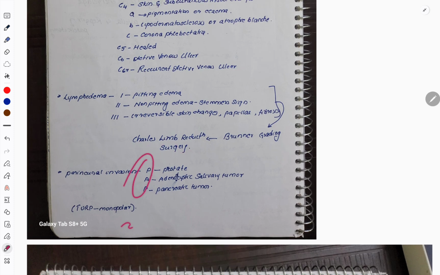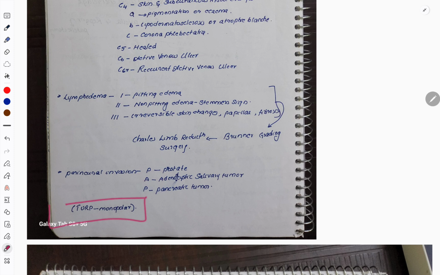Perineural invasion is seen in 3 cancers. So for perineural invasion, remember PAP. P, prostate. A, adenoid cystic salivary tumor. P, pancreatic. Perineural invasion, PAP: prostate, adenoid cystic and pancreatic.